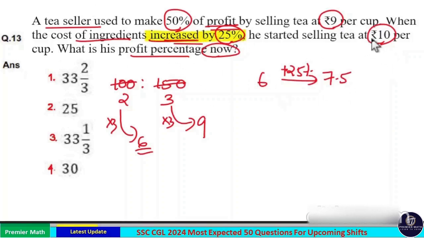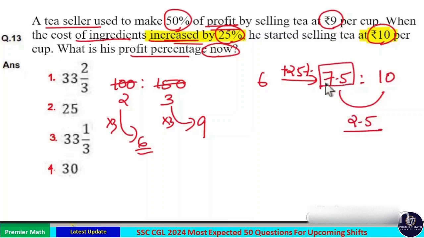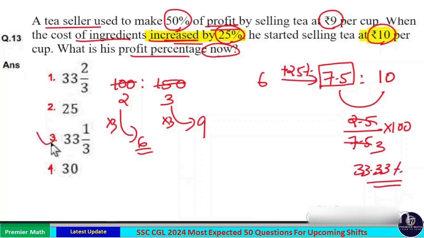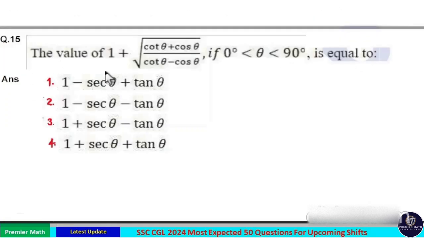So when the cost price increased by 25%, he sells it at 10 per cup. So now the selling price is equal to 10 rupees. The difference between cost price and selling price is equal to 2.5 rupees. And this difference is generated out of the 7.5 rupees, into 100. So this is 1 by 3 into 100, which means 33.33%. Option 3 is your answer.